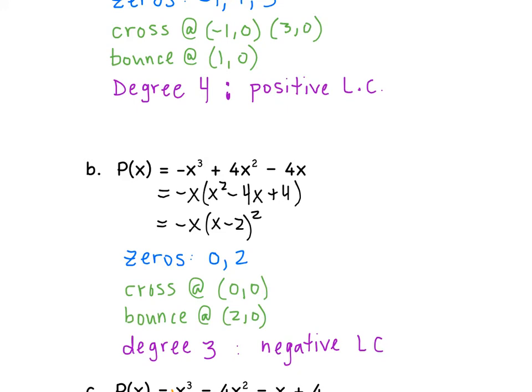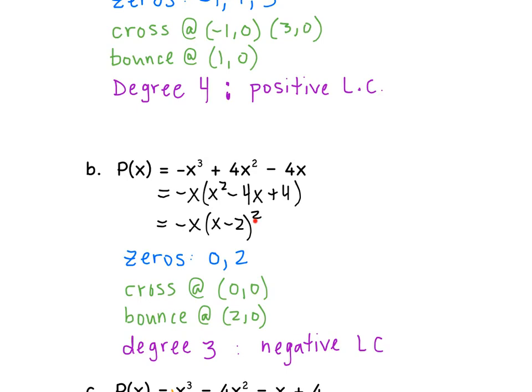Okay, hopefully you were able to factor completely, so you can pull out a -x, and then x squared minus 4x plus 4 factors as x minus 2 squared. So here's our factored polynomial. We should have two zeros, x equals 0 and x equals 2. At x equals 0, my power is 1, so I know it's going to cross at 0, 0. When I set this factor equal to 0, we get 2.